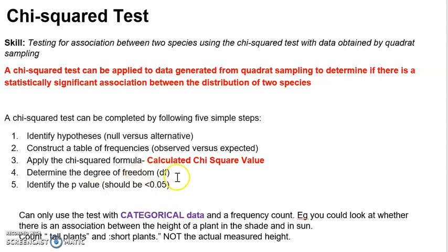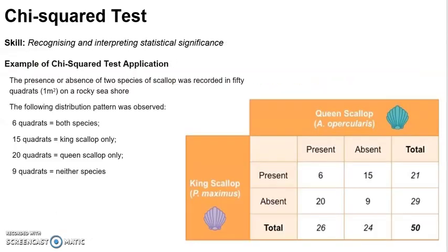And I'll explain this 0.05 in just a second. But these 5 steps need to be applied. And just to take away that we can only use categorical data for a chi-square test, and your specific syllabus statement is asking you to look at data arising from quadrat sampling. So let's look at part 1.